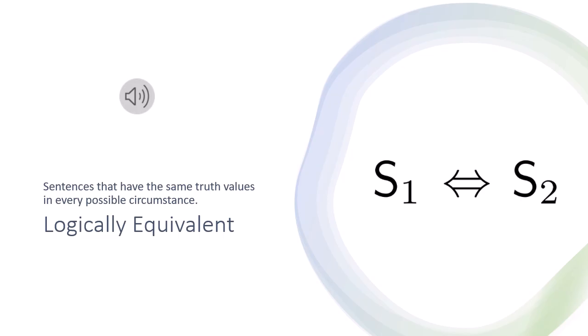Okay, so now that we've seen the game, let's switch gears a little bit and introduce the notion of what we mean by logically equivalent sentences. In this case, two sentences turn out to be logically equivalent if they have precisely the same truth values in every possible circumstance.